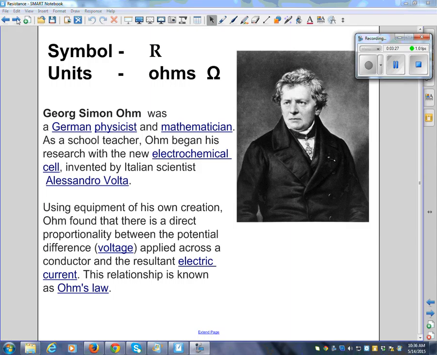I don't know, what do you guys have to write in there? Nothing? Well, you've got symbol and units, right? Ohm's law. Oh yeah, so symbol and units.